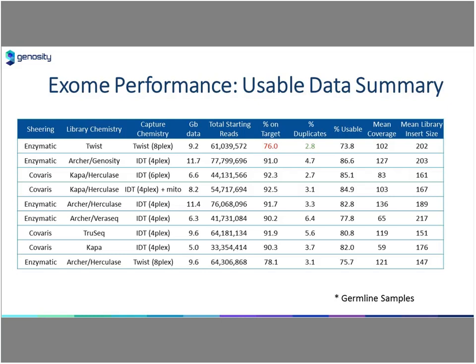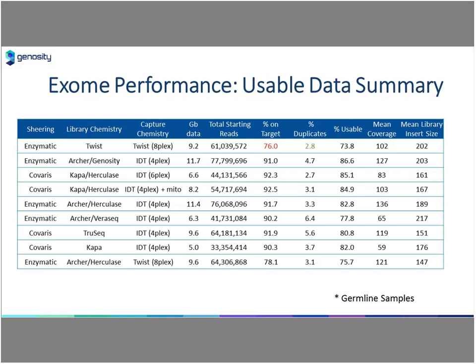And so what we have is slightly lower on target from Twist compared to our experience with IDT, so 90% versus 76. Dupe rates all well below 5, with Twist coming in at 2.8%. And this is, again, remember, with 50 nanograms of input DNA, typically the lesser amounts of input DNA, the higher the dupe rate. So we were very impressed with that.